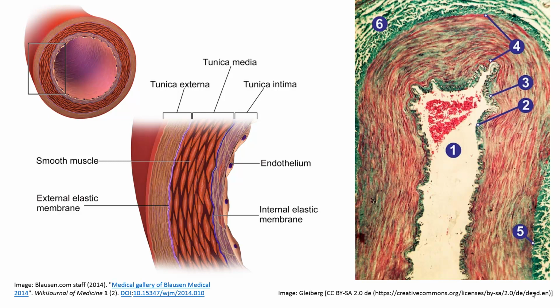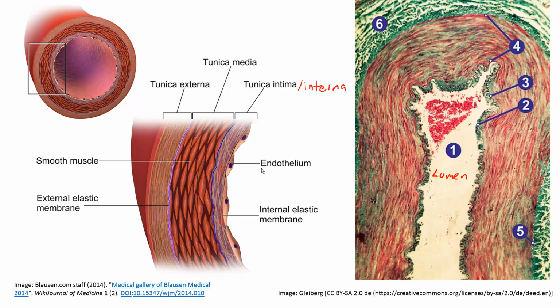So the innermost layer of a blood vessel is referred to as the tunica intima. It's also sometimes called the tunica interna. You'll see both of those depending on your textbook. And this is going to be the one closest to the lumen. So if we look at our micrograph over here, the lumen of any hollow thing is the hollow space in the middle of it. And the tunica intima is going to be comprised of up to three different structures, two of which are labeled in our cartoon.